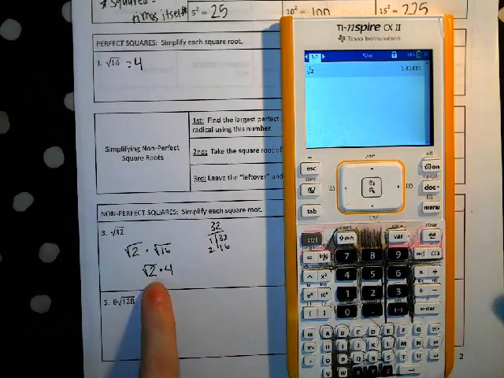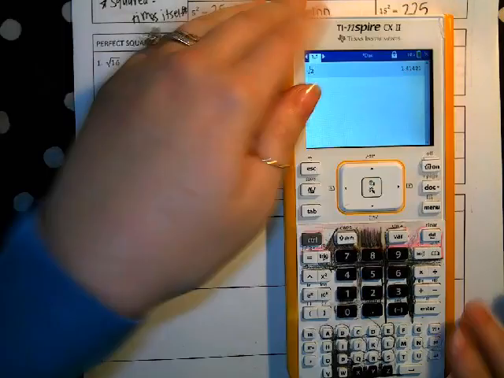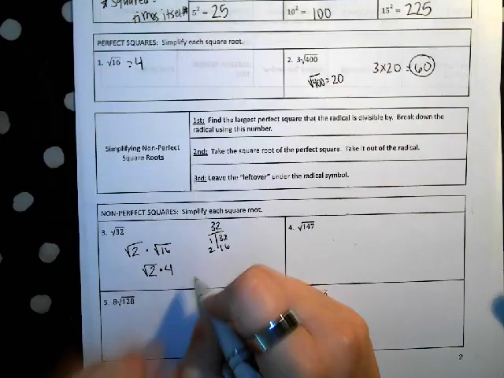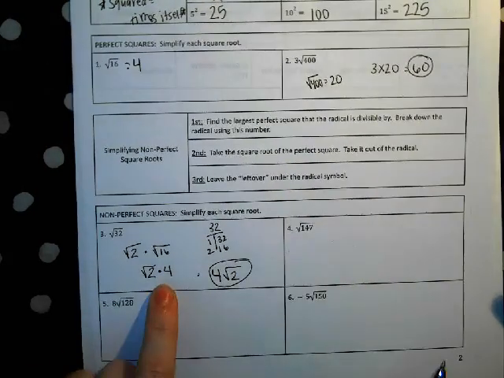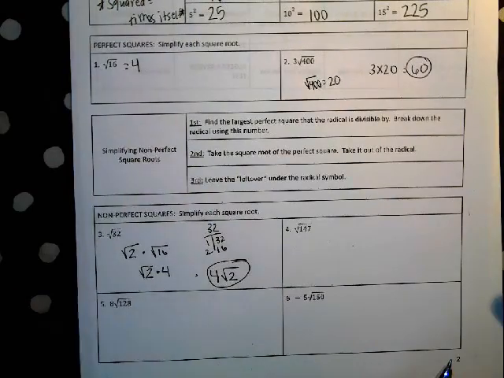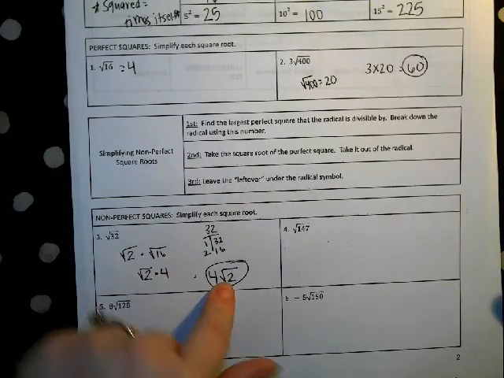So, because 2 only has numbers that go into it that are 1 and 2, aka something that is not a perfect square, I can just say my final answer is 4 square roots of 2. Same thing I had right here, I just wrote it the other way because your whole number is going to come before your square root, or your radical. This symbol is a radical symbol.